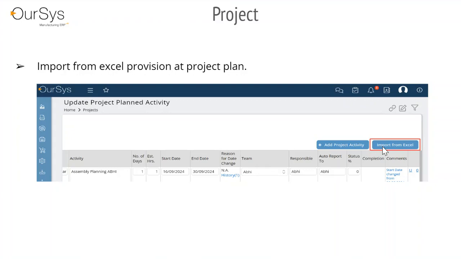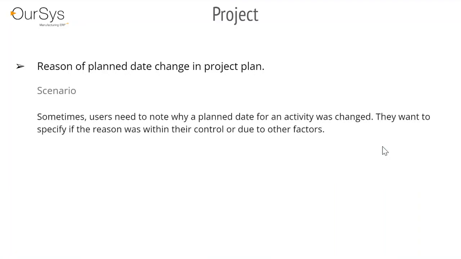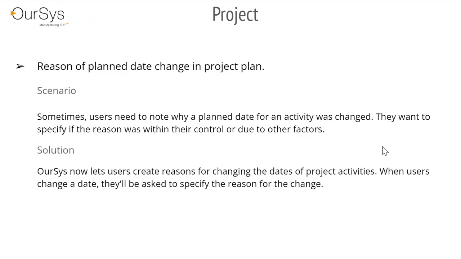Reason of planned date change in project plan. Sometimes users need to write down why the planned date for an activity was changed. They should mention if the change happened because of something they could control, like a delay they caused, or due to something outside their control, like an unexpected event or an issue from someone else. So now in OurSys, when you change the date of a project activity, you will be prompted to enter a reason for the change. This helps to keep track of why the date was adjusted.